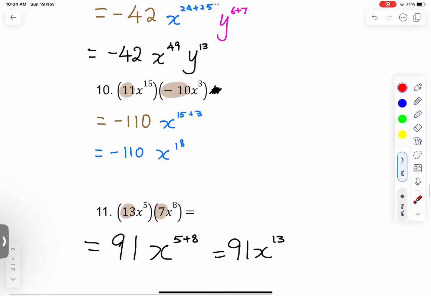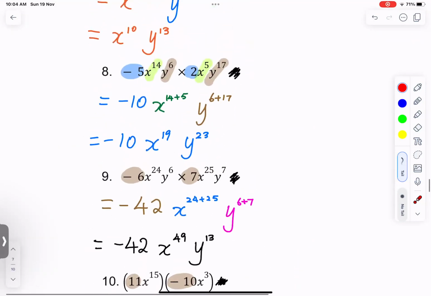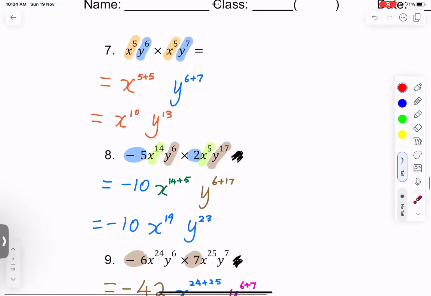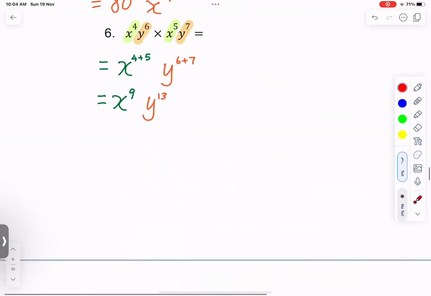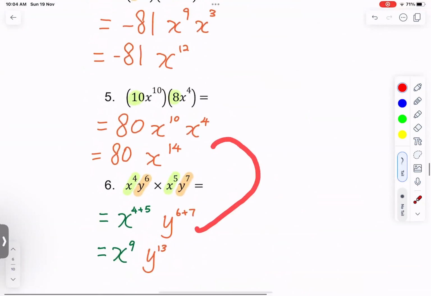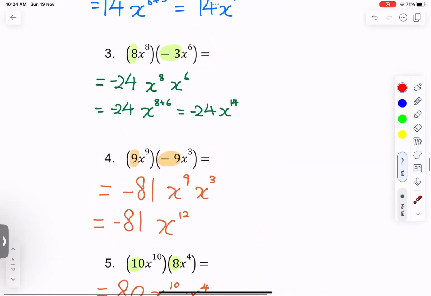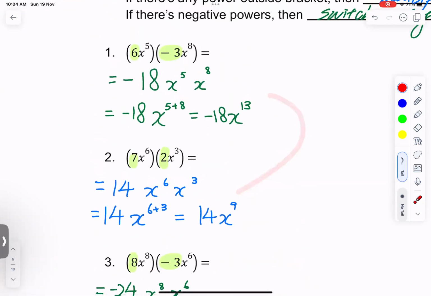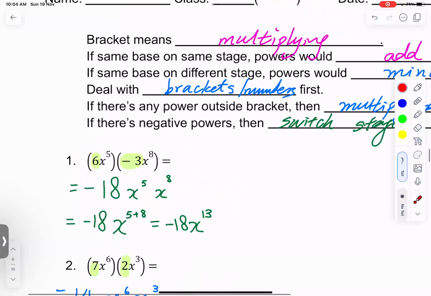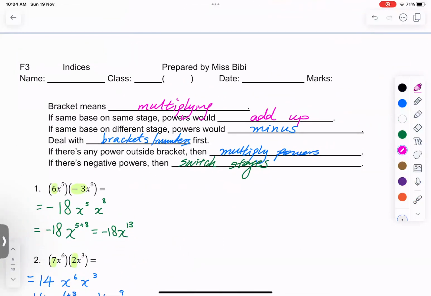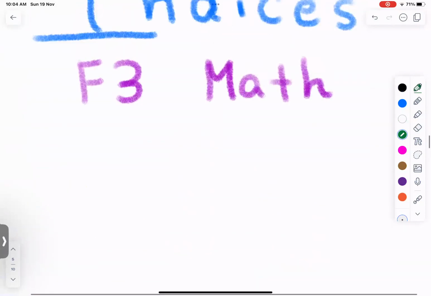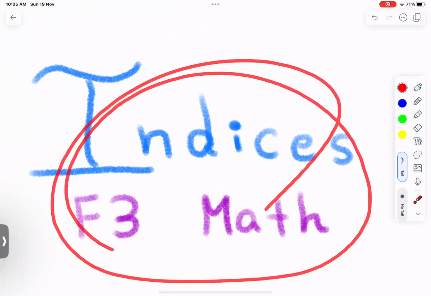These you can do. These you should be doing. It's a must to know these questions. 7, 8. Same thing, just practice makes perfect. Practice makes perfect. The wordings don't matter. And once more, anything to the power of 0 is 1. Okay, and that was some of the indices in Form 3 Maths.